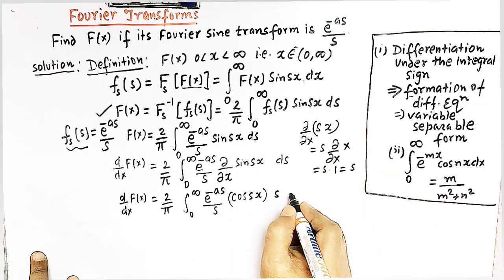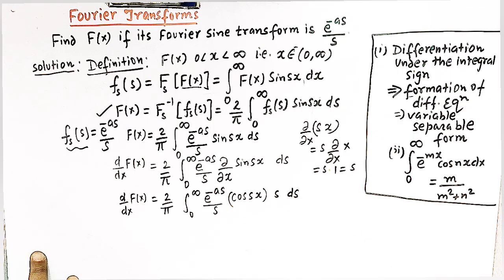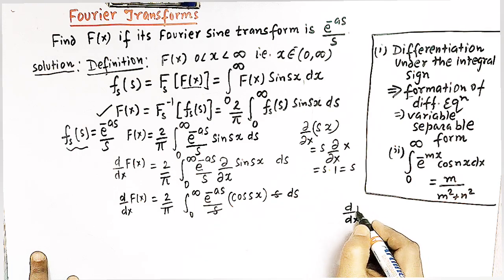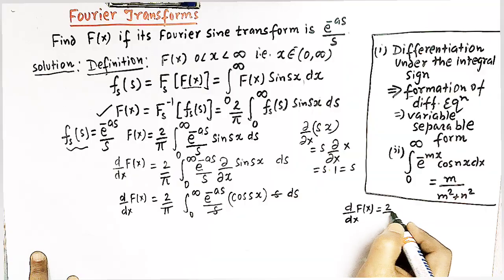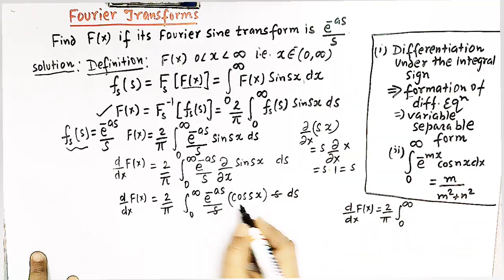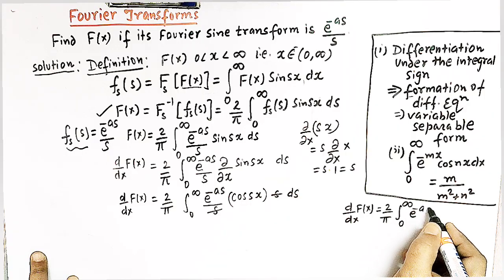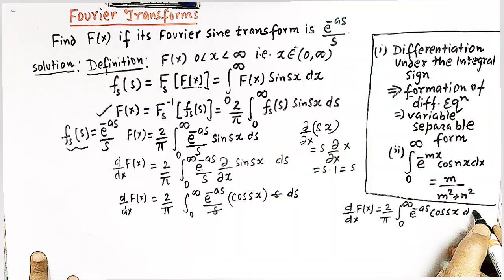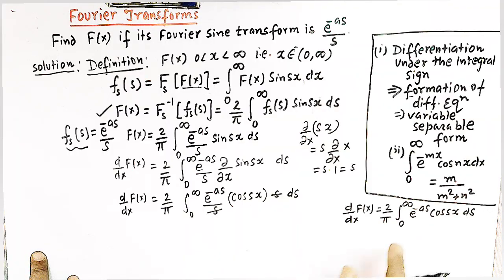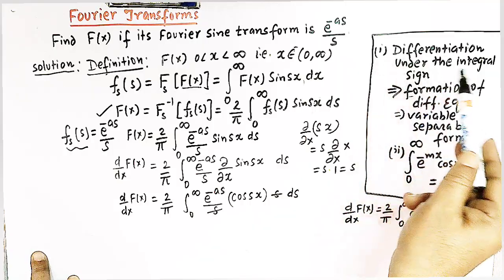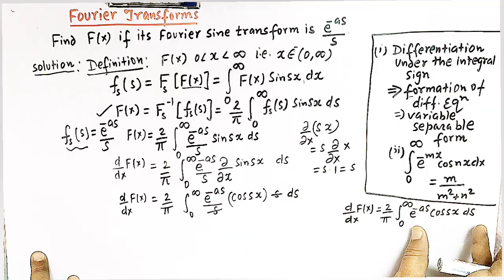So here we have s, and here we have ds, right? So now s and s get cancelled, so we can now write d by dx of f of x is equal to 2 over pi, and here we have 0 to infinity, and here we can now write e raised to minus as and cos s times x, and here we have ds, right? So using this concept, that is differentiation under the integral sign, we have now this expression.